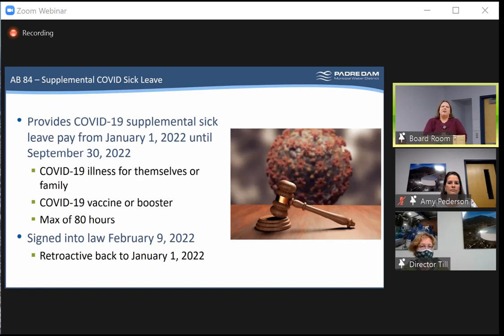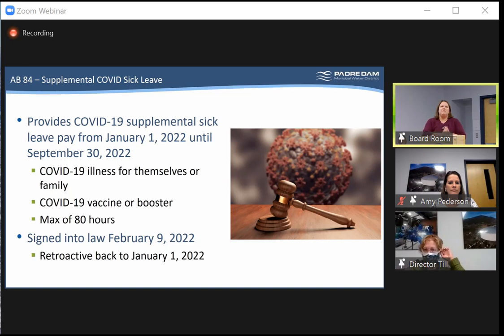So the first item I wanted to touch on, this is a little bit old now, but we had this report delayed a few times, and I wanted to make sure that you did know about this. And this is AB 84. It's supplemental COVID sick leave.